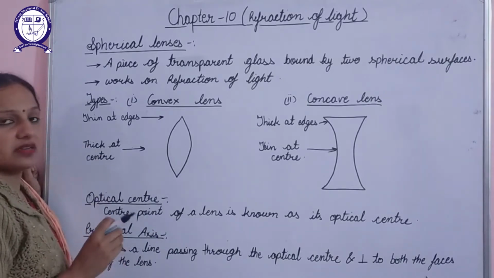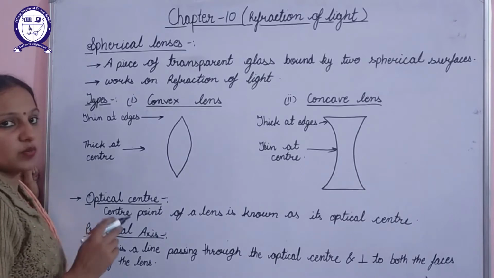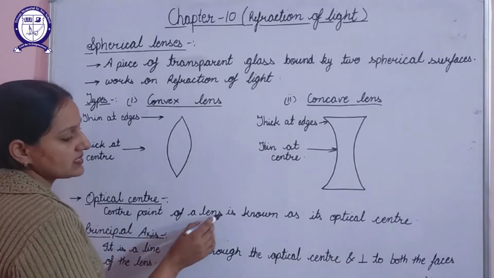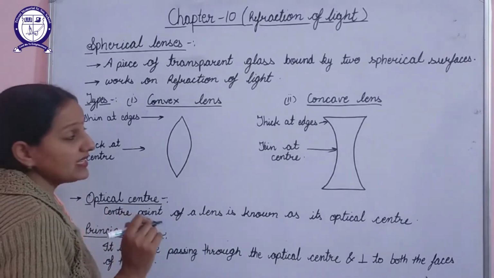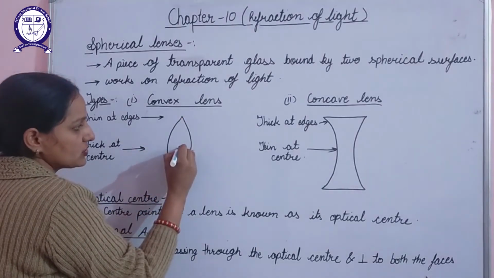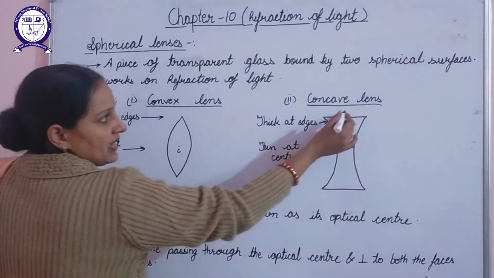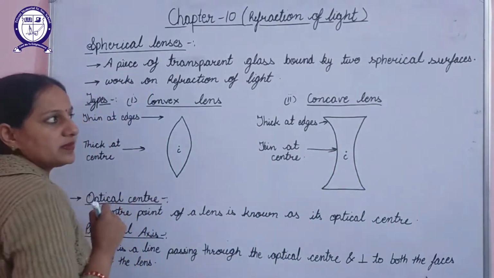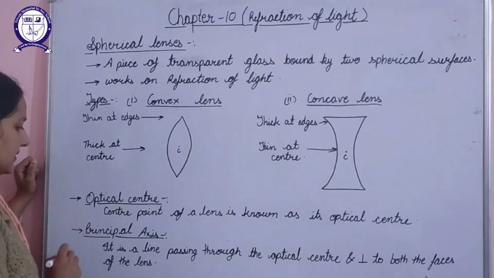Now let's start with the terms related to lenses. The very first term is optical center. What basically the optical center is? It is the center point of a lens. So optical center is basically the center point of any lens. If this is a convex lens, the center point will be this. So this will represent optical center for convex lens. And for a concave lens, if this is the center point, this will represent the optical center of a concave lens. Second term is principal axis.